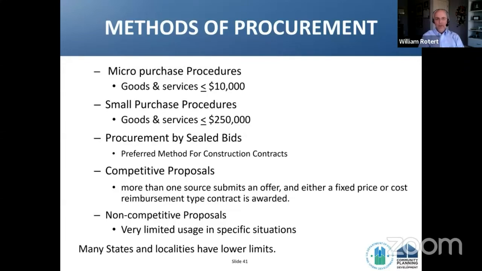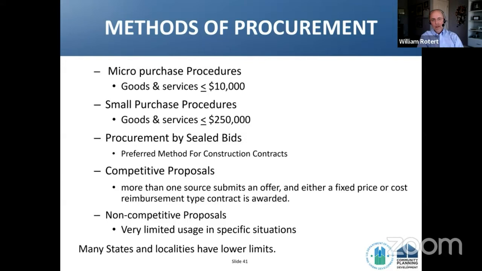So cost is a factor with a competitive proposal, but not necessarily the controlling factor. And then lastly, the one that when I do this, I usually put in bright red letters: non-competitive proposals, what some people refer to as sole source kinds of situations, which come into play oftentimes when you have a public emergency, like a presidentially declared disaster.